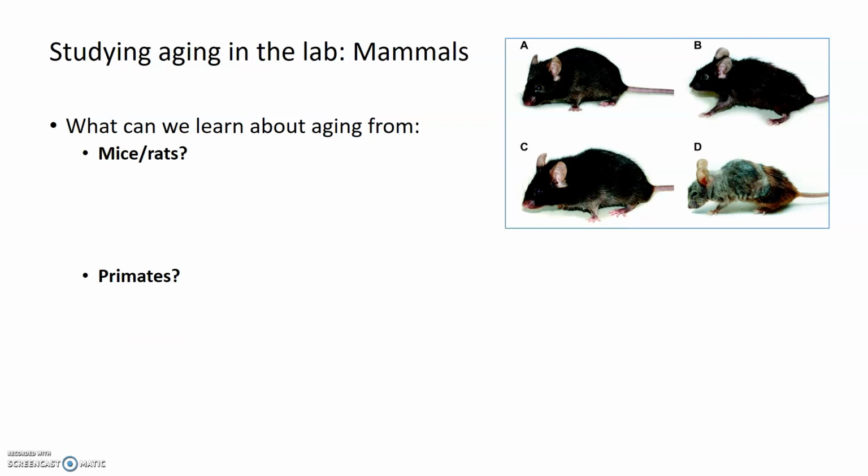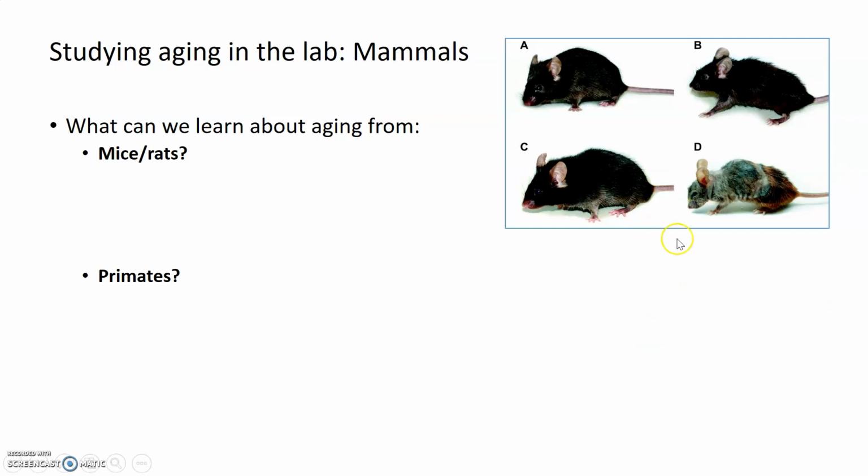And so moving up in complexity, studying aging in yeast or in worms is great, but yeast are unicellular and worms are invertebrates. And so in order to start making more conclusions about humans, we want to study aging in mammals as well. And we can do that in the lab by studying mice and rats as well as primates.